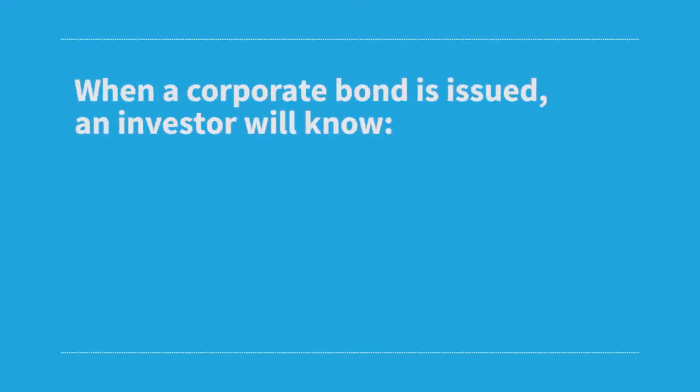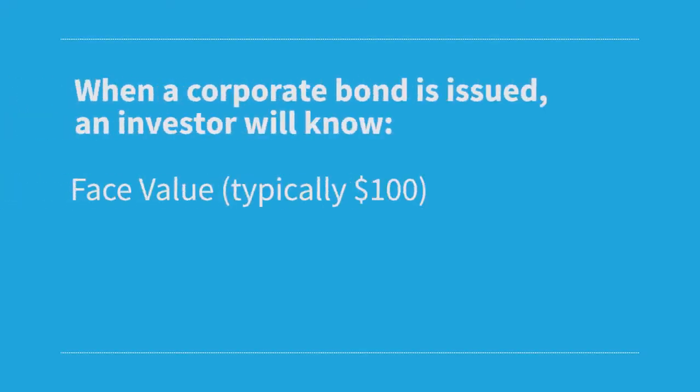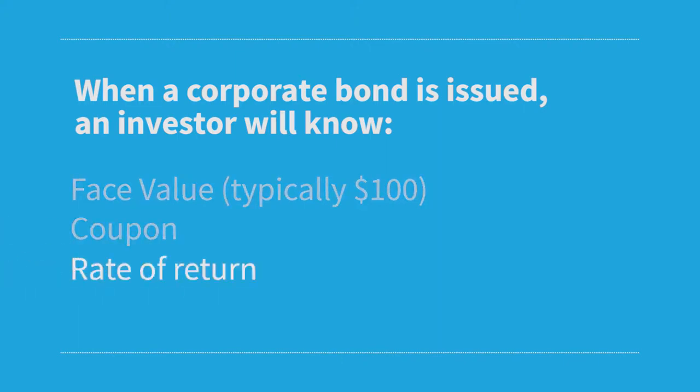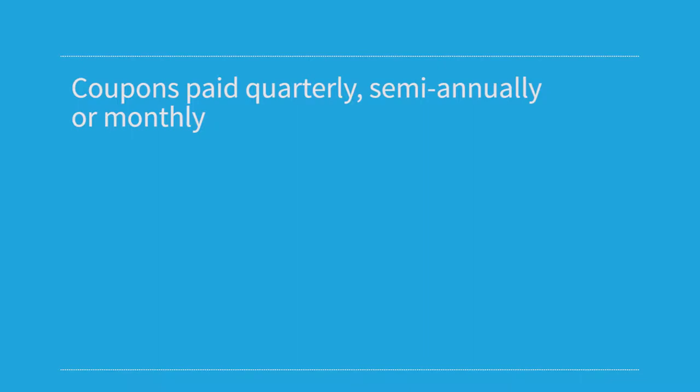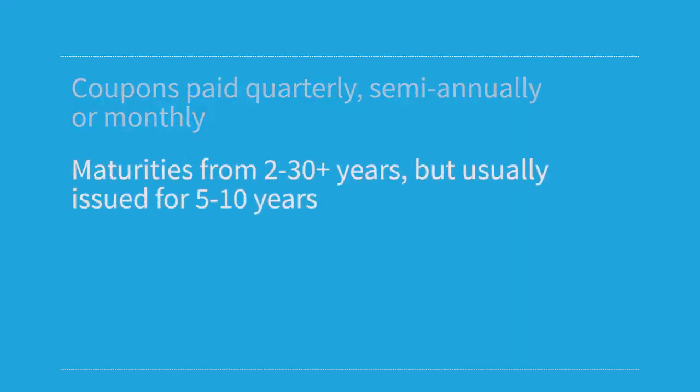Other parts of the bond that are known at the onset or issuance of the bond include the coupon, the rate of return, and also the maturity date of the bonds. Bonds typically have a coupon payment period of either quarterly or semi-annual, every 6 months, although some coupons can be paid on a monthly basis. Companies can issue bonds typically from anywhere from 2 years out to 30 years or even longer. But most of the bonds are usually issued in that 5 to 10 year bracket.